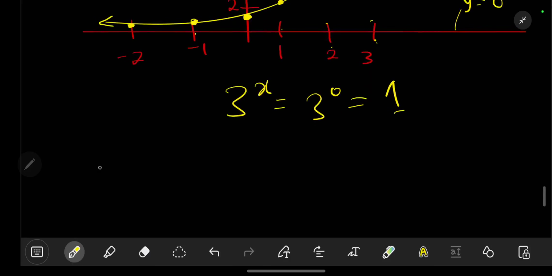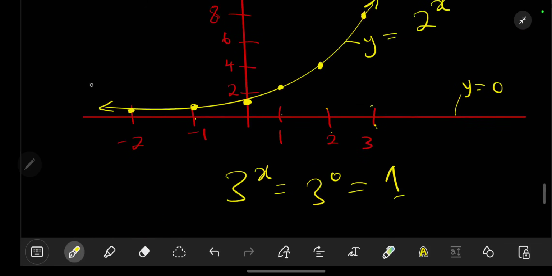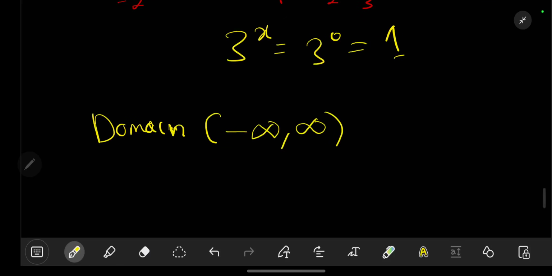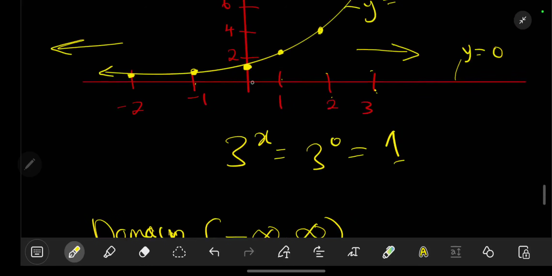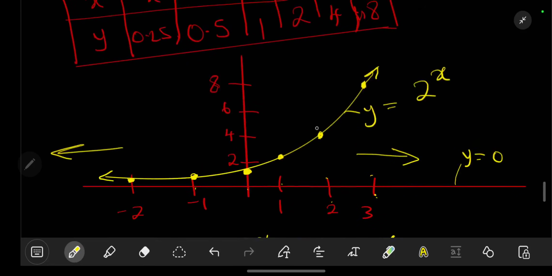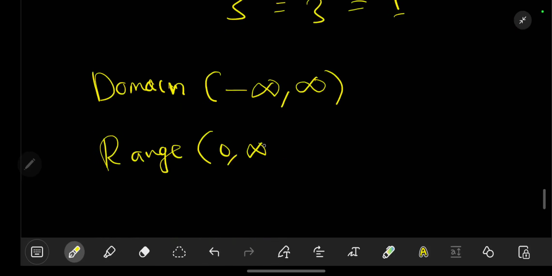Now for the domain, it's important to always mention the domain. As you can see, there are x values this side, and it's continuing. The domain is the x values, so the domain is -infinity to +infinity. The range, on the other hand, are the values being produced. In this case, you can see that 0 is not touched, so we use an open circle and say 0. It is moving up like that, so this graph goes to +infinity.